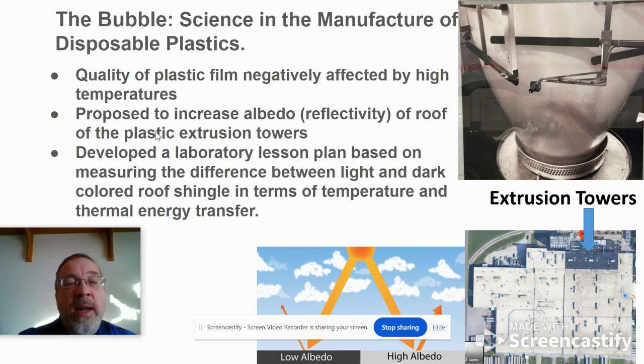After suggesting that, I developed a laboratory lesson plan based on this to measure the difference between light and dark colored roof shingles in terms of temperature increase, which is a measure of albedo, and thermal energy transfer. So high albedo causes high reflection; low albedo, low reflection, high absorption. And so that's the definition of albedo.